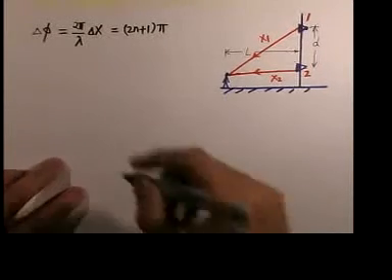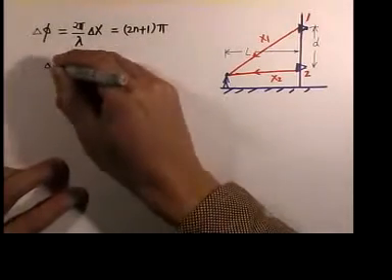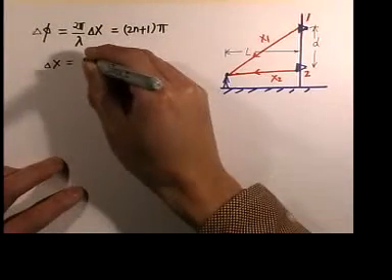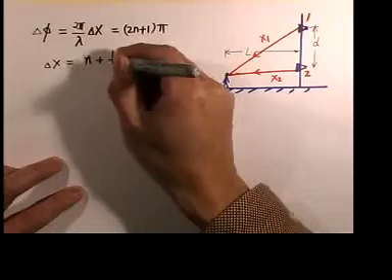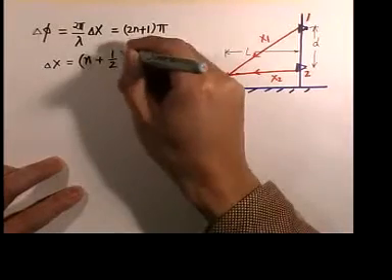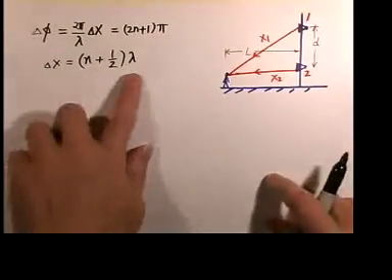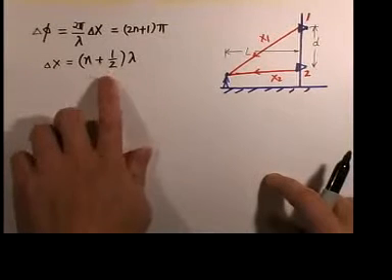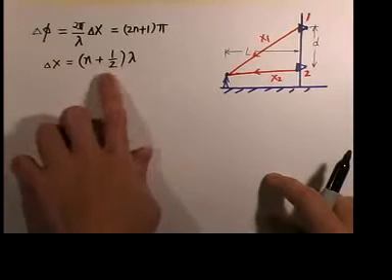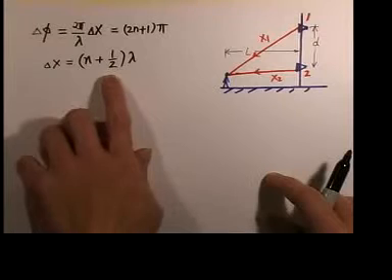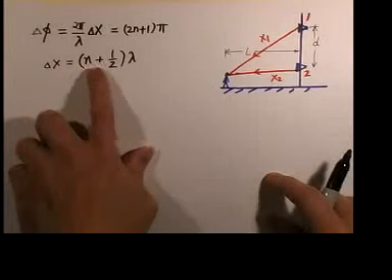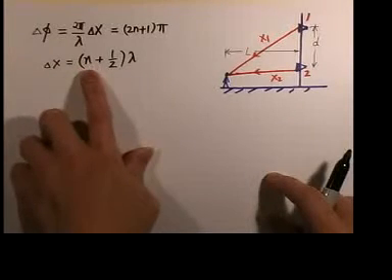This is the same as saying that delta x equals n plus 1/2 lambda. Okay, you have n lambda, which will be of course in phase, but you have another additional half a lambda that reverses the phase, so that it will be out of phase if delta x equals n plus 1/2 lambda. Here n can be any integer.